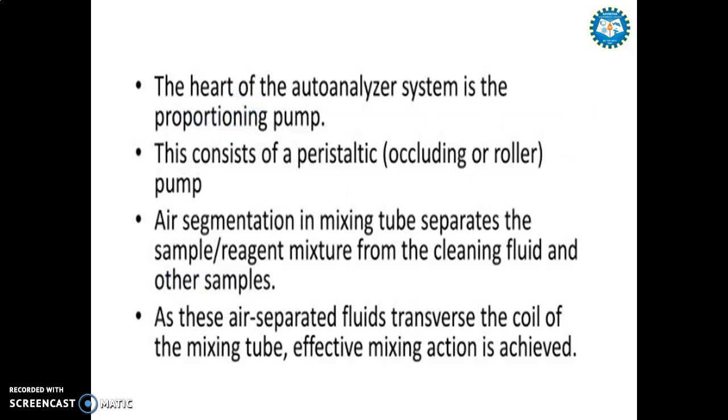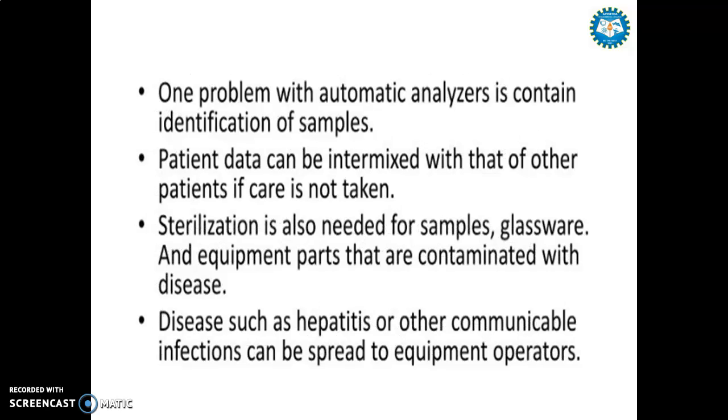The heart of the auto analyzer system is the proportionality pump. This consists of a peristaltic, accumulating or roller pump. Air segmentation in the mixing tube separates the sample reagent mixture from the cleaning fluid and other samples, so no samples will be intermixed. As these air-separated fluids transfer through the coil of the mixing tube, effective mixing and reaction is achieved.